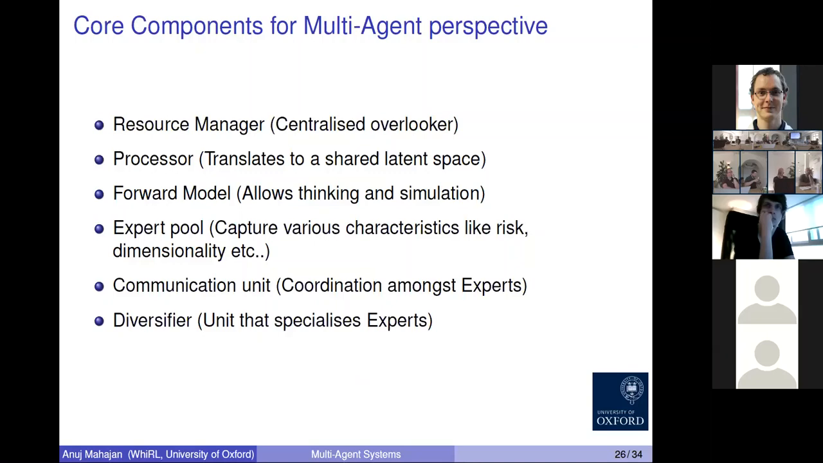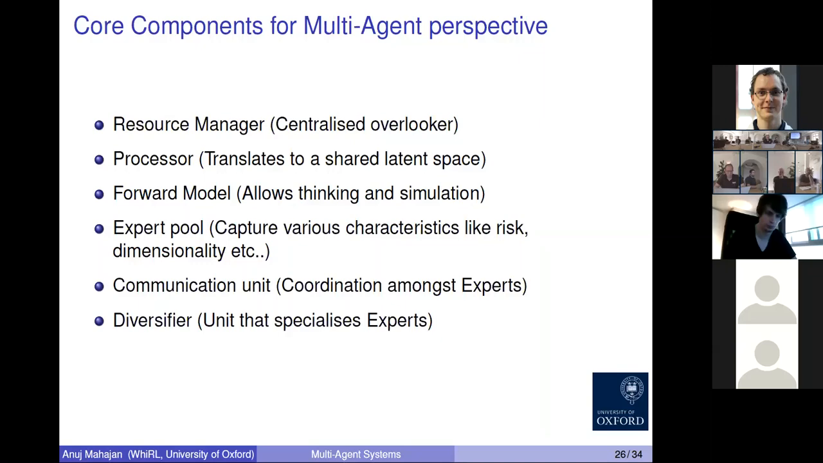There's also a forward model, because I think that any kind of generally intelligent system would in fact have some form of forward model to predict the transitions and the rewards in the system. Although this is not a necessity, I'm slightly inclined to think that any such system would have a forward model to predict things.